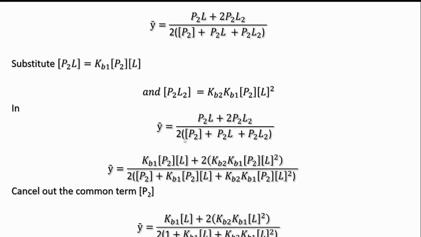equation below, when you substitute, you will have y, the fractional saturation, as all this. So P2 is common in all of them. You can cancel all the P2s. If you factorize, you cancel. In class, we are going to show that. Now, we are left with the fractional saturation as KB1 L plus 2 into KB2 KB1 L raised to power 2, all over 2 into 1 plus KB1 L plus KB2 KB1 L raised to power 2.